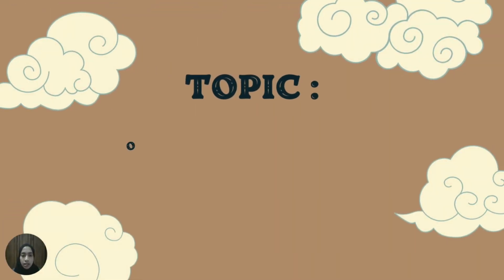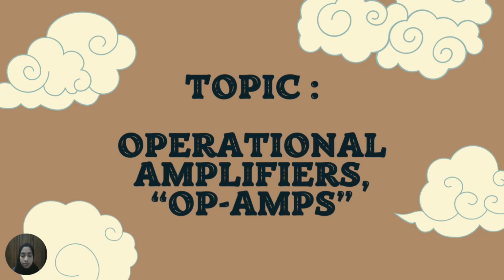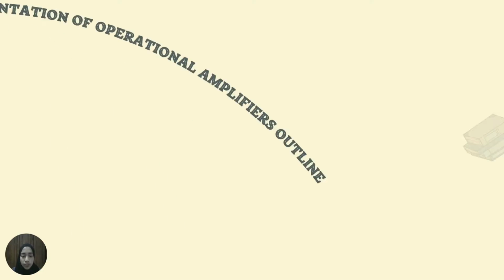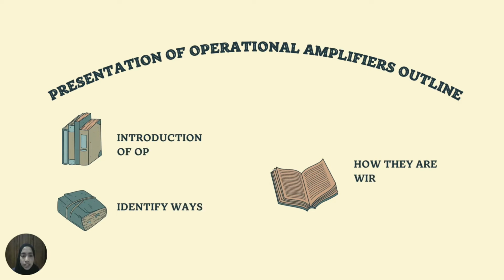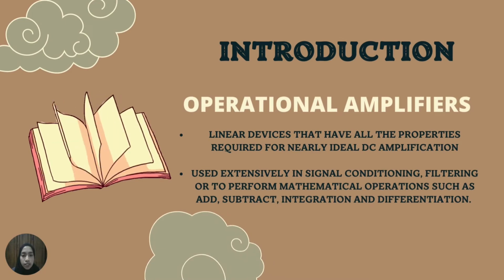For our mini project assignment, the topic is operational amplifiers, or op-amps. This is a presentation of the operational amplifiers outline. The first one is the introduction of op-amps. The second is identifying ways op-amps are used. The last is how they are wired in order to perform the operations. In my part, I will talk about the introduction of operational amplifiers.